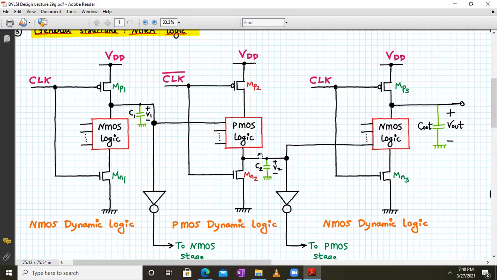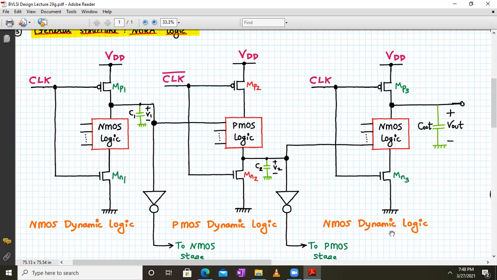Now the PMOS logic will consist of only PMOS transistors, and the output is taken from down. In the NMOS logic, the output was taken from the pre-charge transistor drain terminal. Here the output is taken from the drain terminal of my NMOS pre-discharge transistor MN2. So be careful about where the output is taken from. Here again we have a capacitive load named C2, and the output of the second stage we call V2. Now this V2 is applied to the last input of my NMOS logic.